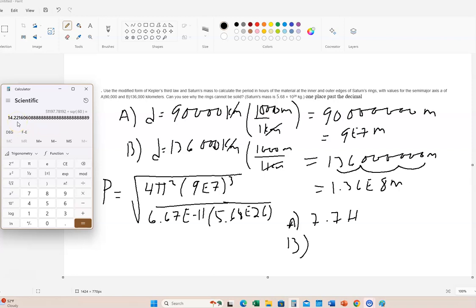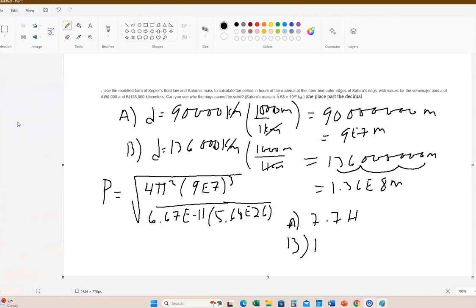That's the correct answer. All right, so the outer ring of Saturn, the one that's furthest from Saturn, it takes 14.2 hours. Right, going from the inner ring to the outer ring, almost twice as much time, right? And so if you ask yourself, why can't it be a solid? Well, if it was a solid, the whole thing would rotate with the same rate, right? It would take the same amount of time to go around once. Just like for the Earth. The Earth is solid. It takes 24 hours to rotate around once.